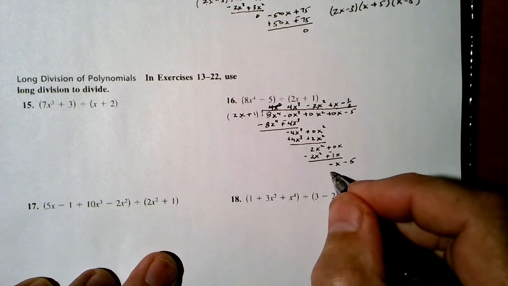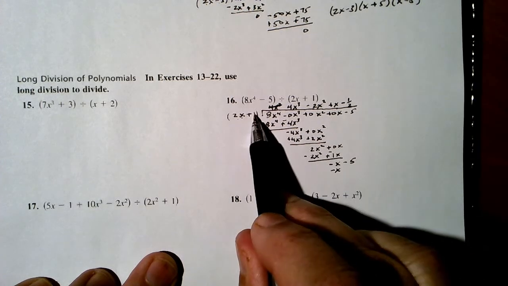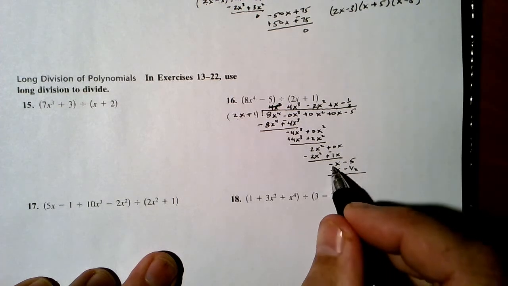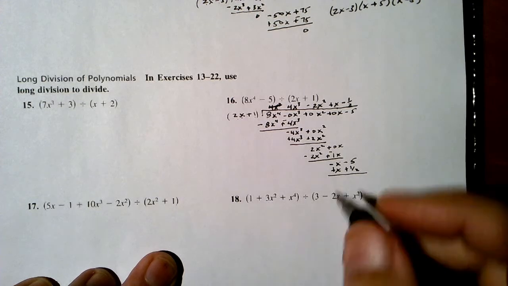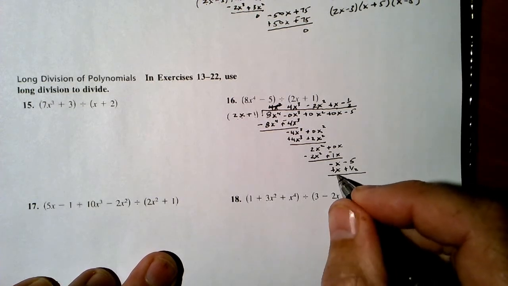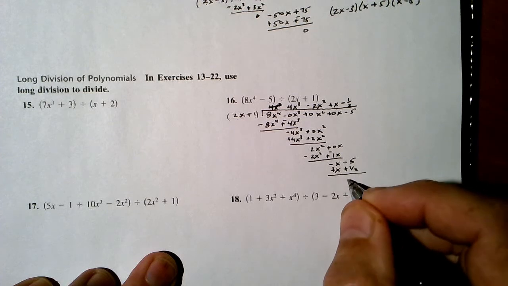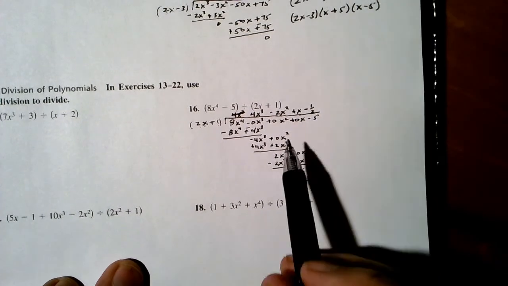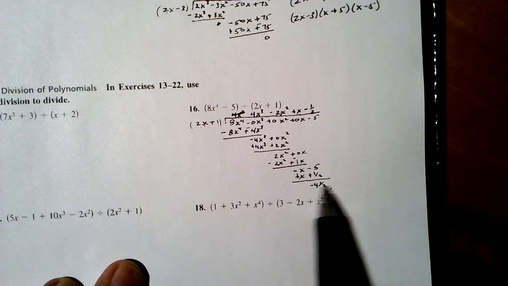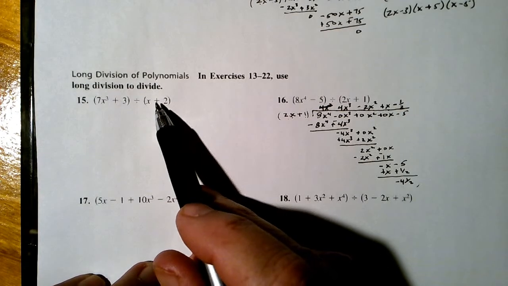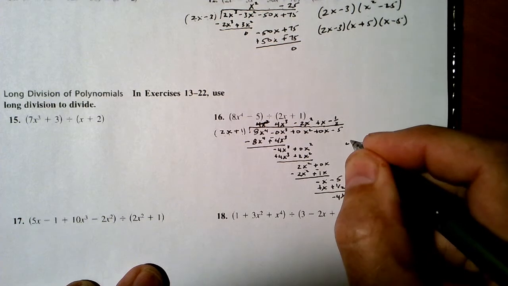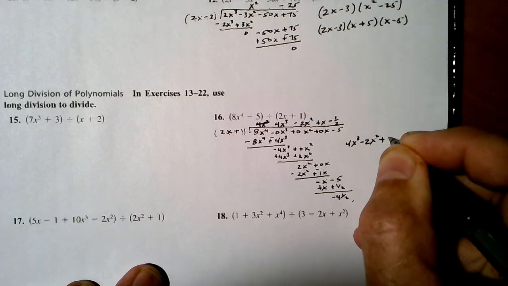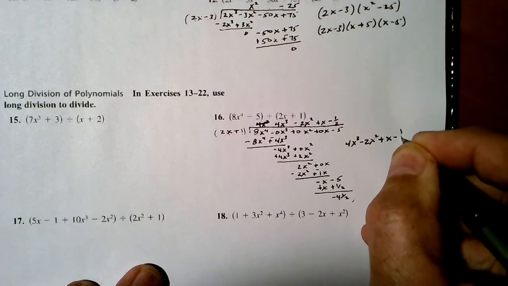Minus 1/2 times 2x is minus x. Minus 1/2 times 1 is minus 1/2, but we are subtracting, and I get 0. Negative 5 plus 1/2 is negative 4.5. And so our solution, we're not supposed to factor this. It didn't have to divide out evenly here. We're just supposed to do the long division. So our solution is 4x cubed minus 2x squared plus x minus 1/2.